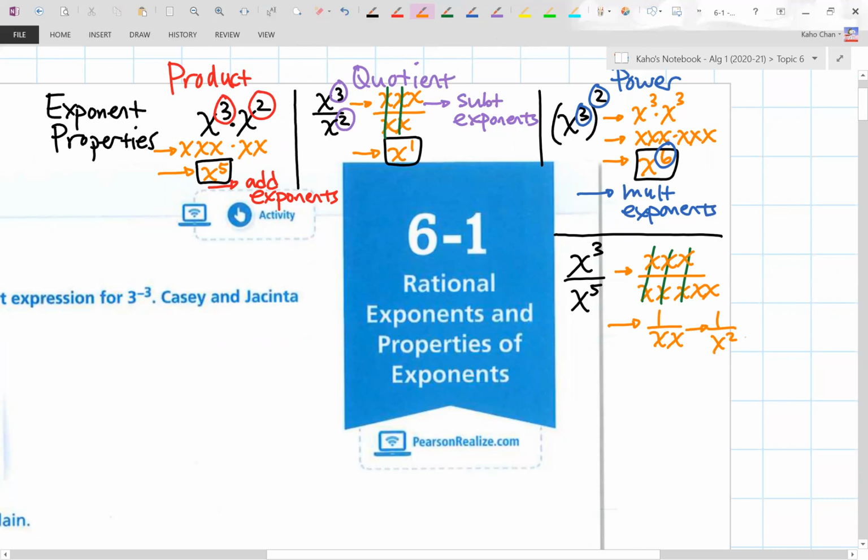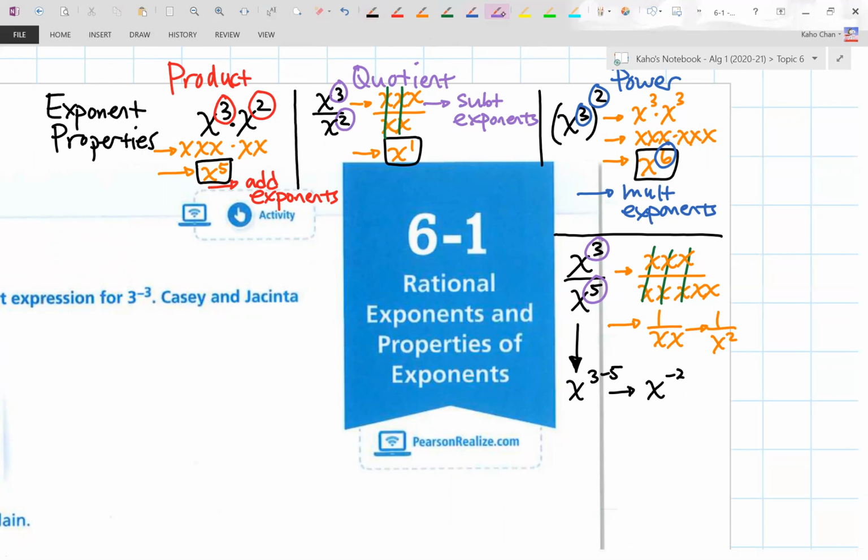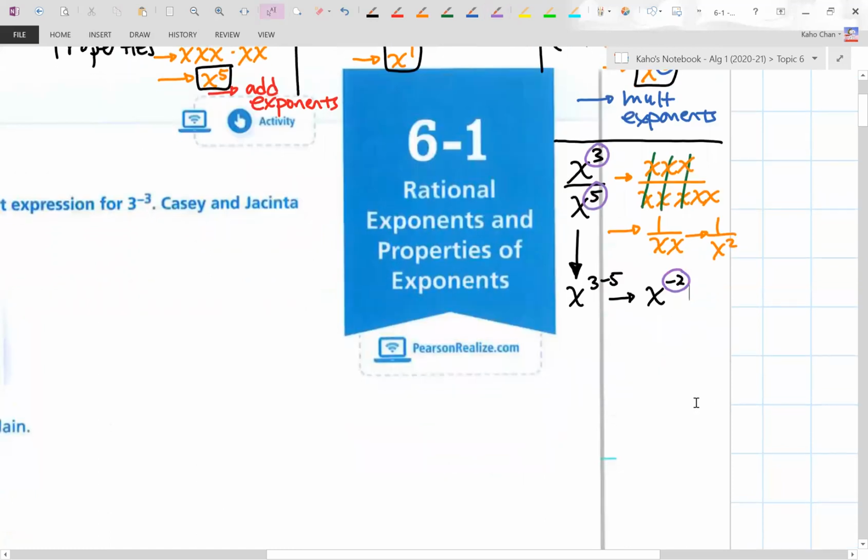Somehow the answer has the x's in the denominator. If we had followed the quotient rule of subtracting, in this case the numerator and the denominator, I mean, if we followed it to the T, technically we should have gotten, interesting, x to the negative 2 power. What? 3 minus 5 is negative 2? That's a weird answer, isn't it? Very strange. In fact, that is called a negative exponent.